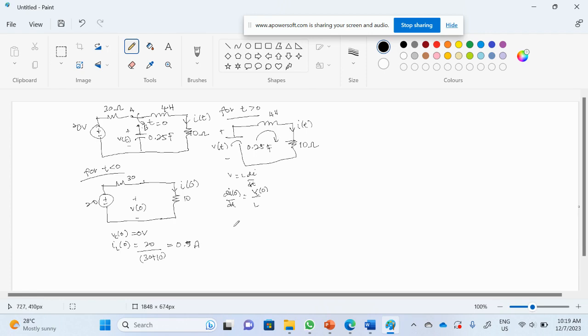Kalau kita buat KVL, okay, so kita start sini. Ini negatif vC(0) plus vL(0), sebab current flow sini. Okay. Plus vR(0) equals to 0. Okay. So vL(0) equals to vC(0) minus vR(0). vC(0) berapa? Kosong lah.